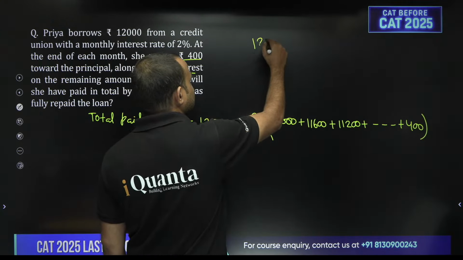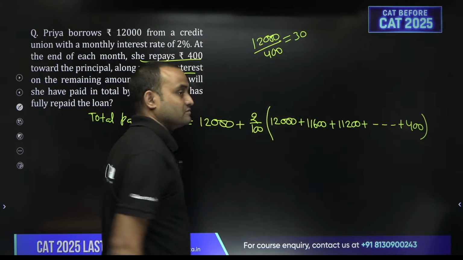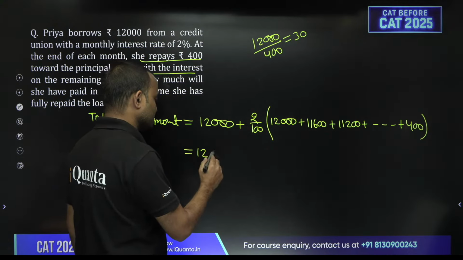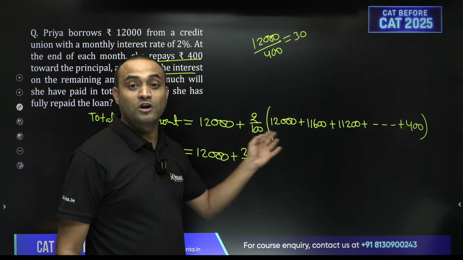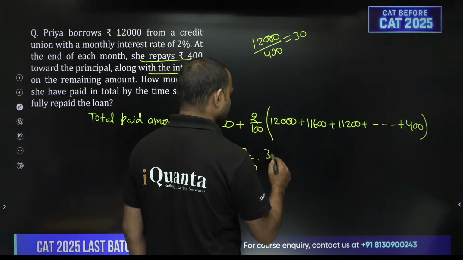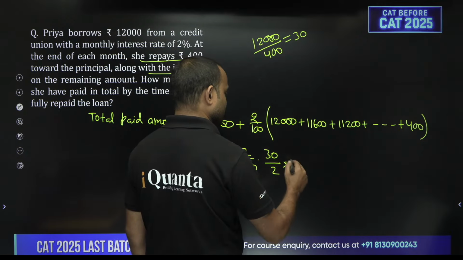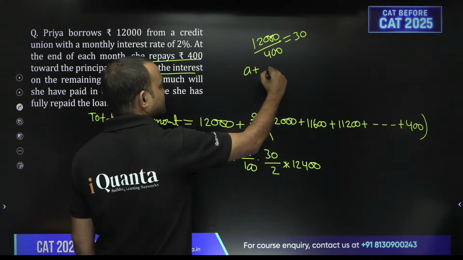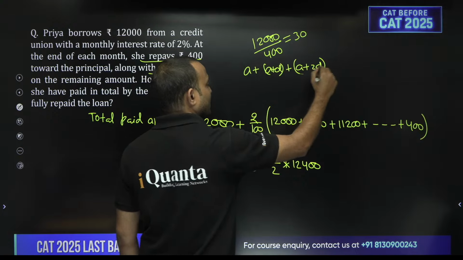Now how many months will there be? 12,000 by 400 is equal to 30. So there are 30 terms in total. So this will be equal to 12,000 plus 2 by 100 into the sum of all these. The common difference is 400, the total number of terms is 30. So 30 by 2 into first term plus last term, which is 12,400.